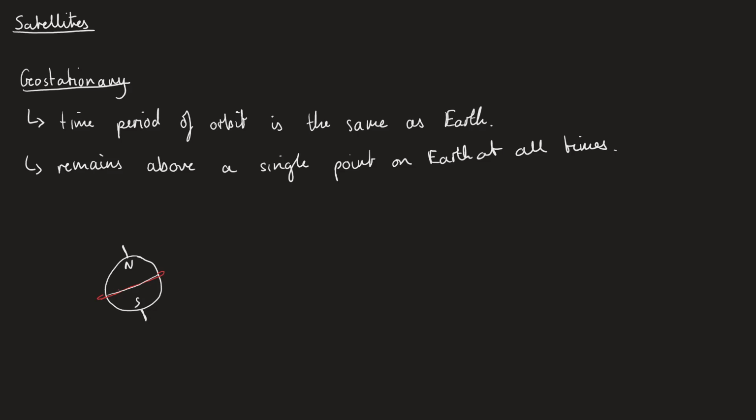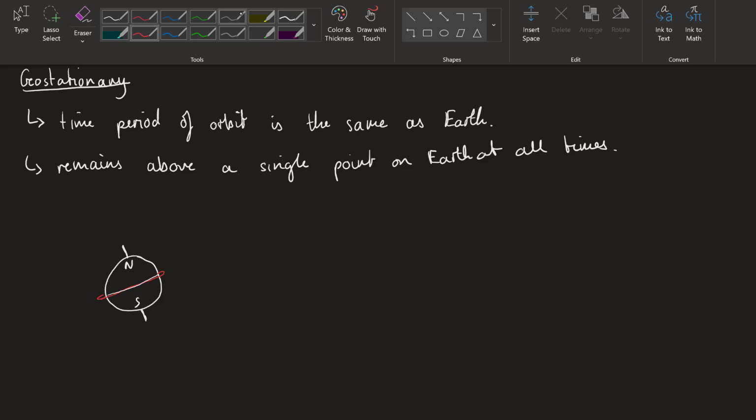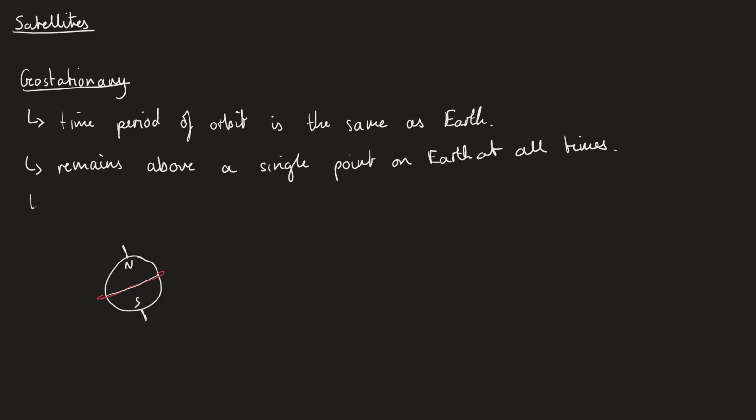So they must orbit around the same plane as the equator, and this is the only thing that separates them from the geosynchronous orbit, which we'll look at second.